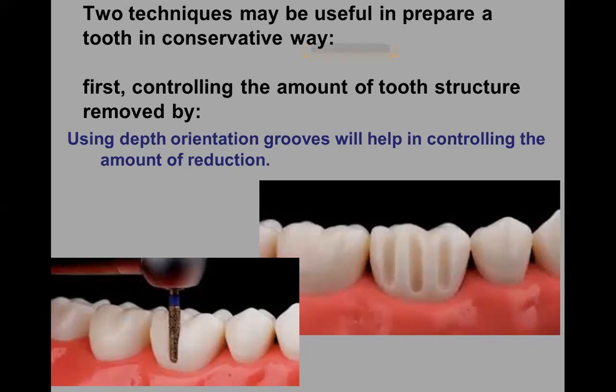If you want 0.5, you can use a burr with a diameter of 1 millimeter, and you can press half of the burr into the tissue to give you an indication of 0.5 depth of reduction. Or if you want 1 millimeter, as in the picture, you see that the whole burr is embedded in the tissue to indicate a depth of 1 millimeter. So in this way, you can control the depth of cutting.